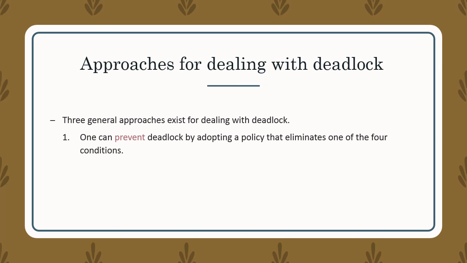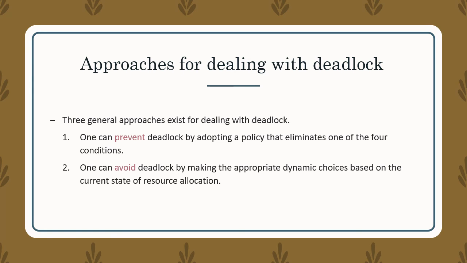Then deadlock occurs. So why don't you and I sit together and design a system in which one of these four conditions is always false? If we keep one of these four conditions always false, deadlock cannot occur in our system. Easy? This is called deadlock prevention.